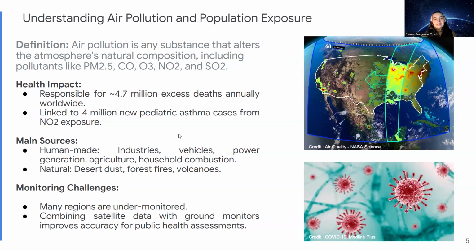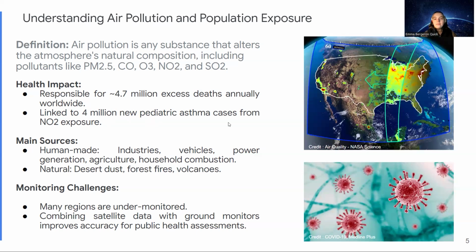So when you consider it like that, you can see why it would be important to start monitoring, or why it would be important to be monitored. Specifically, it's estimated that exposure to PM 2.5, for example, and ozone results in around 4.7 million excess deaths annually worldwide. And the number can vary, with estimates ranging from 3 to 10 million, depending on different factors. And exposure to NO2, for example, can lead to about 4 million new cases of pediatric asthma annually.